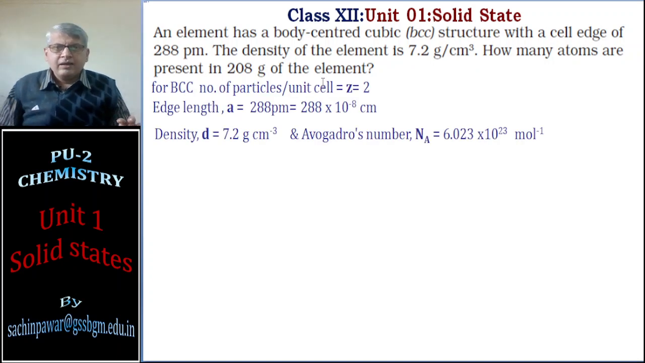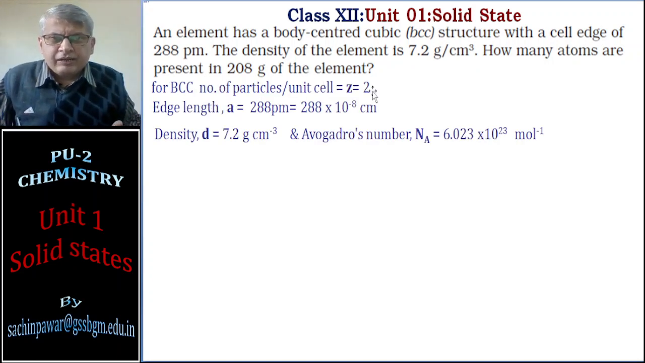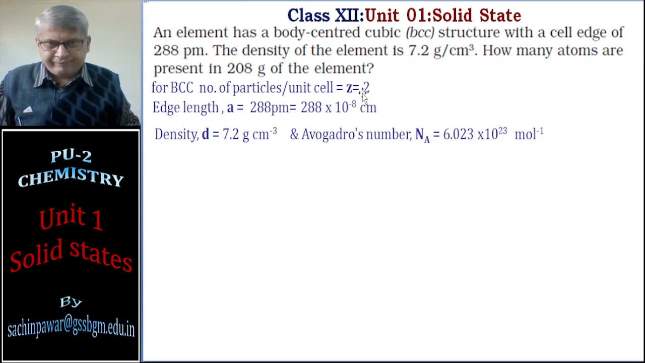I have written: it is BCC, therefore the number of atoms per unit cell, Z, is 2. Edge length is given as 288 picometer. I will express it in centimeter because density is given in grams per cm cube, so 288 into 10 to the power minus 8 centimeter. Density is given as 7.2 grams per cm cube. Avogadro's number I know as 6.023 into 10 to the power 23 per mole.